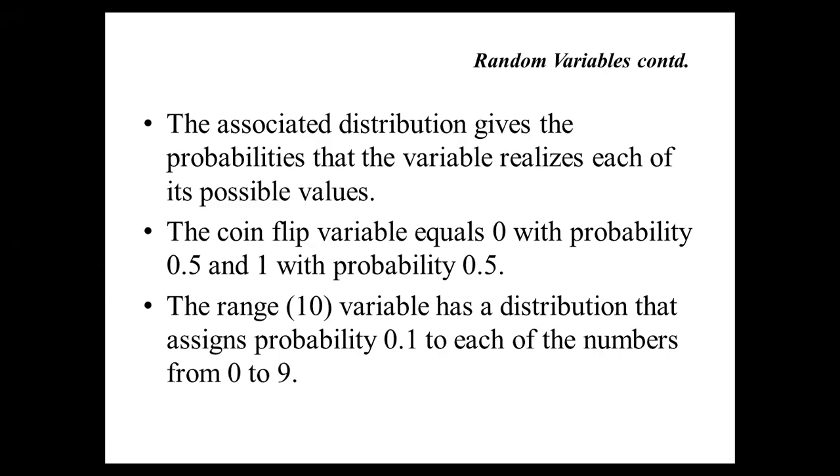So the coin flip variable equals 0 with probability 0.5 and 1 with probability 0.5, that is the possibility of having tail and head respectively. If we consider the range 10 variable, where 10 is the max value, it has a distribution that assigns probability 0.1 to each of the numbers from 0 to 10. You might be thinking why this is so.